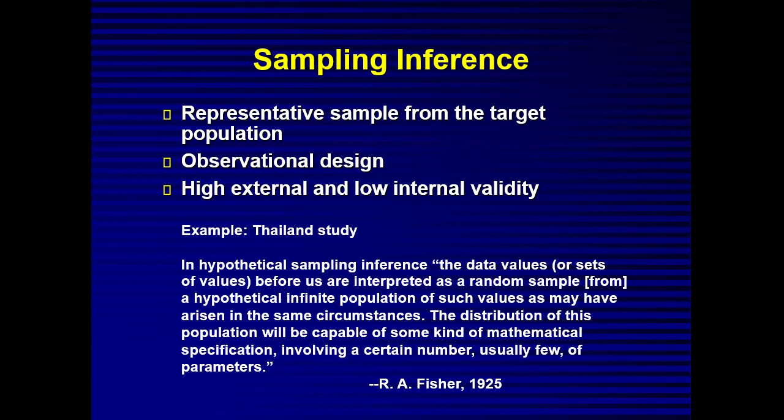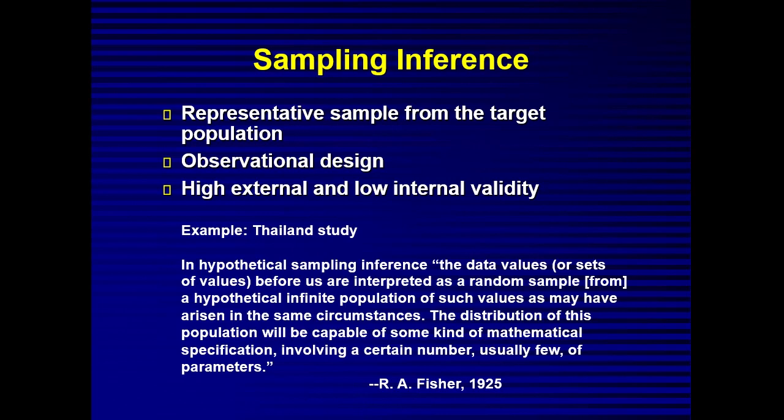So we have high evidence of external validation, being able to take the results from our sample, apply them to the population, but any differences we see in our conditions we cannot attribute to the conditions themselves. That is, we have low evidence of cause and effect, or low internal evidence of validity.